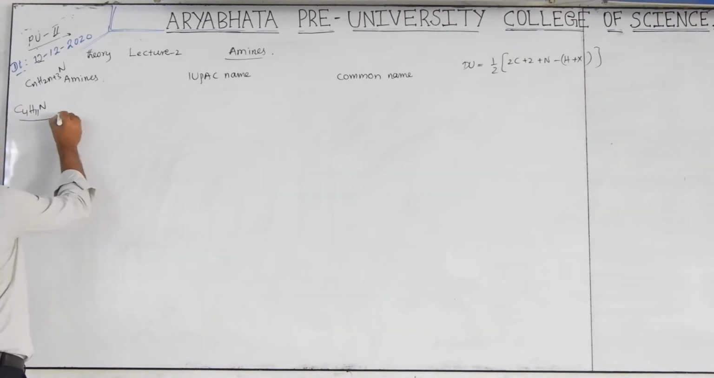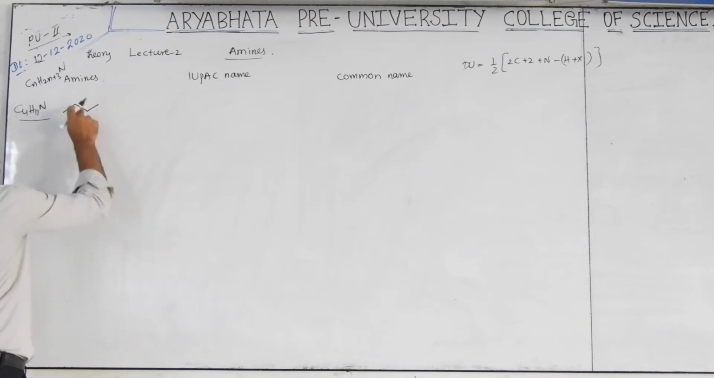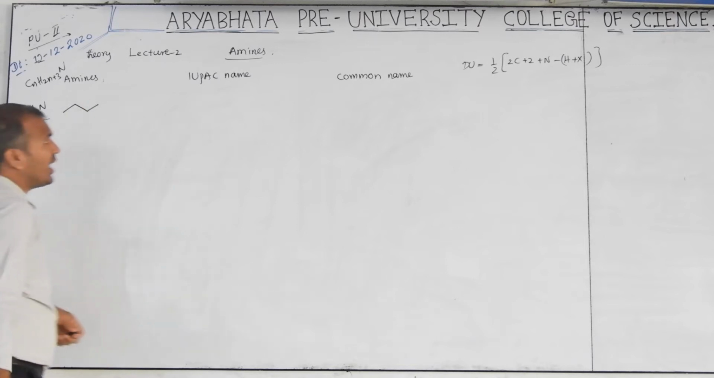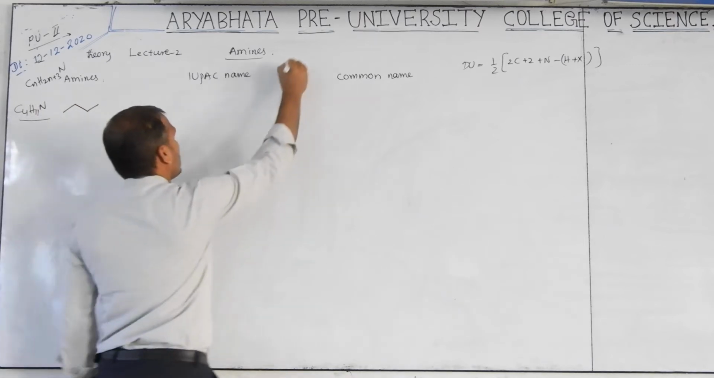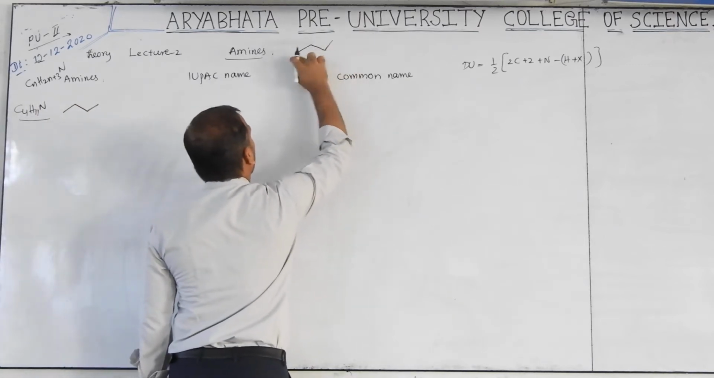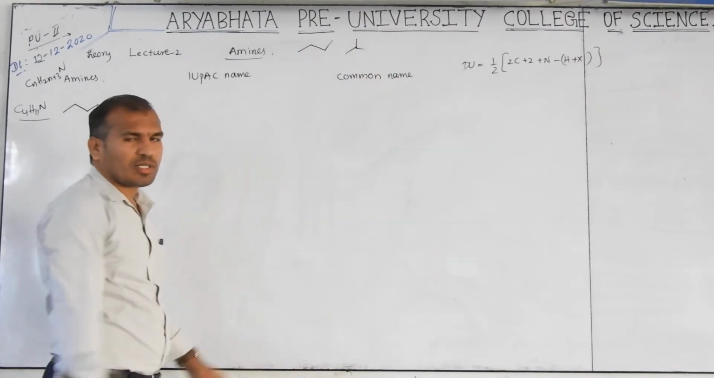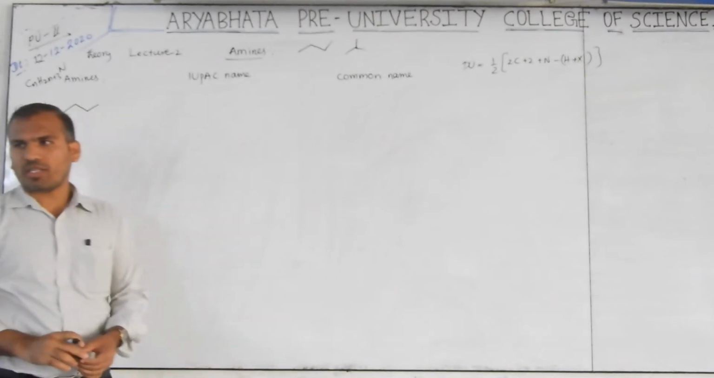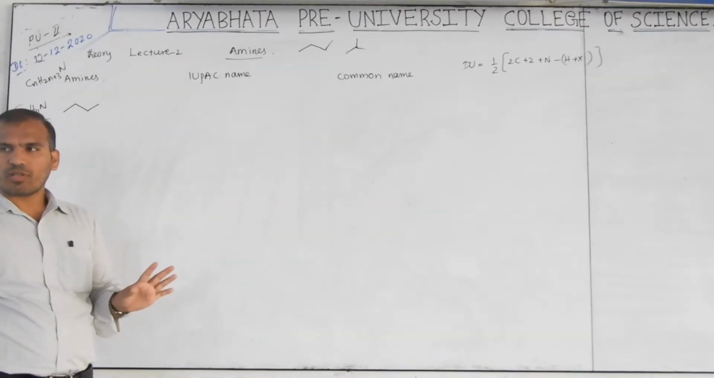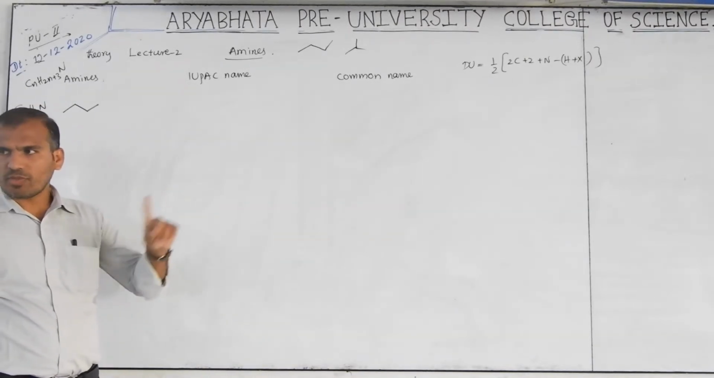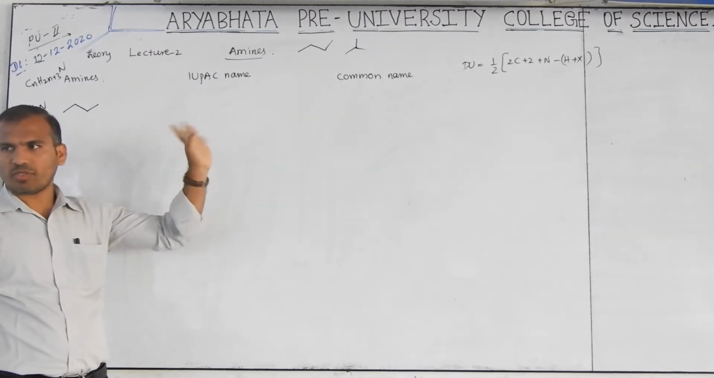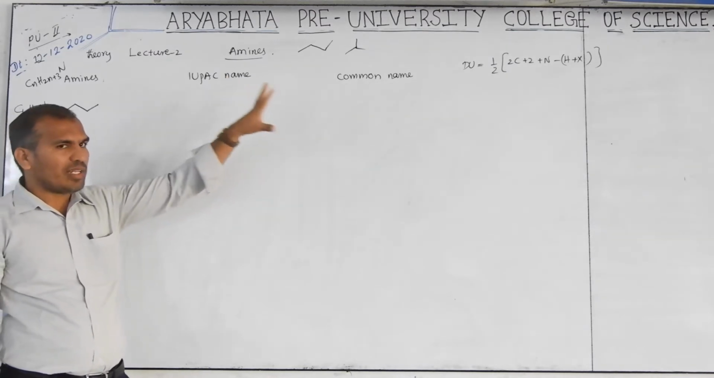Carefully observe. Now I am writing this: 1, 2, 1, 2, 3, 4. So actually you have to convert like this first. These are the two constitutional isomers possible with C4. Got the point? Any other possible branching? Not possible. So this is an alkane.